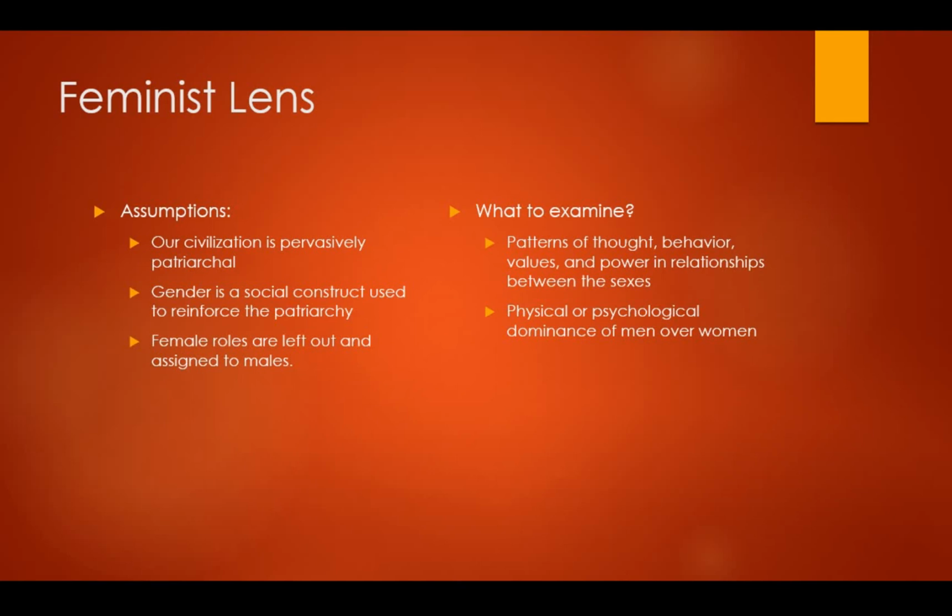Oftentimes, you also might examine physical or psychological dominance of men over women. That doesn't happen a lot between Peeta and Katniss, maybe a little bit psychologically, but only because Katniss allows it to occur. So even though that is a book that has a very strong female protagonist or main character, at the same time, there are some downfalls. There are some side effects to that. We have issues, and there are still questions that come up as a result of it.